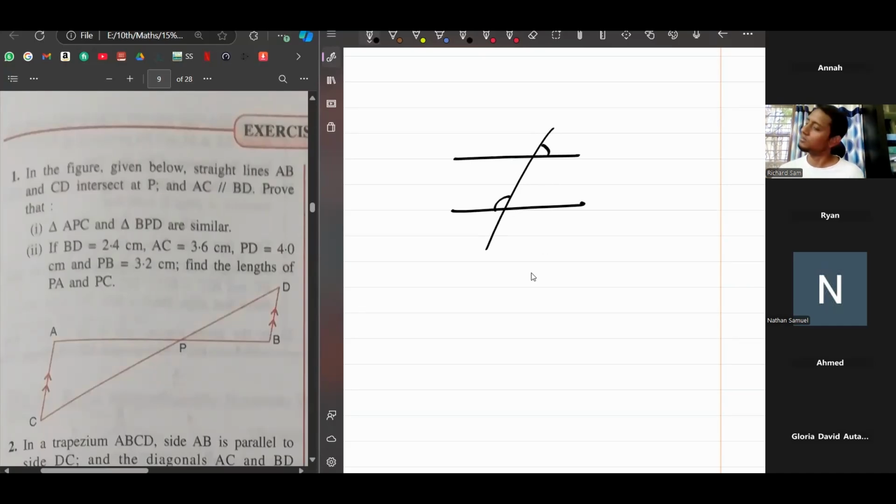This? Supplementary, equal? No. This is not any property, because one is interior, one is exterior, and they're alternate. So there's no property like this, okay? You have to come up with some property. For example, maybe find these two. These two are what? Co-interior. So if suppose this is 100 degrees, then this will be 80 degrees. And then you can find this.